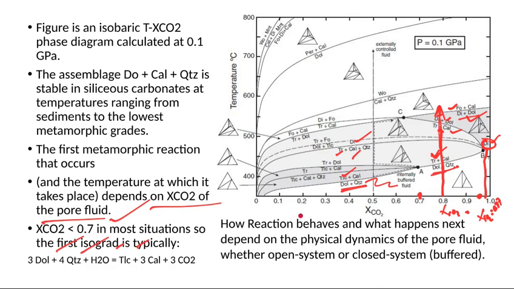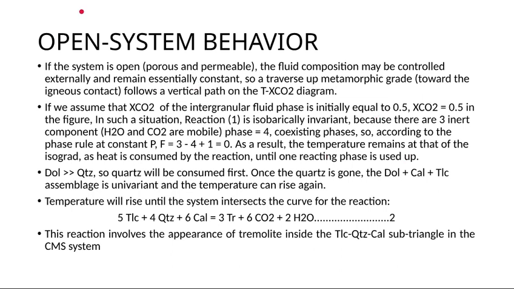This is what it gives. Now the reaction depends. This first reaction will always take place, dolomite plus quartz. After that, it will depend on whether it is internally buffered or externally buffered. Externally means open system. Internally means closed system. After that, what will happen? If we consider open system behavior, the straight line one, talc will react with calcite and it will form tremolite.